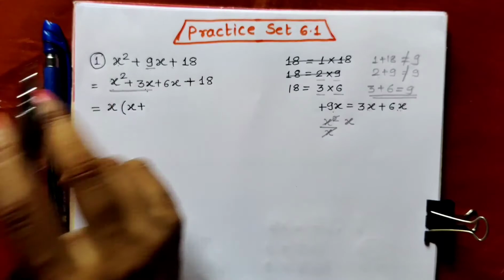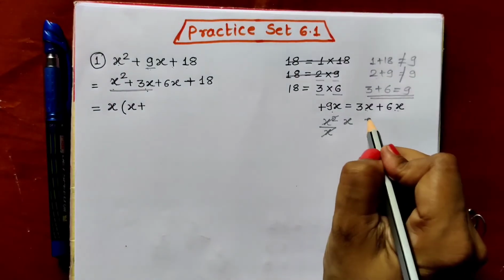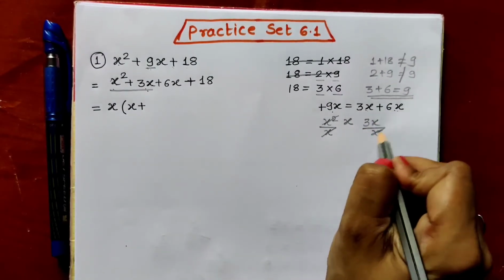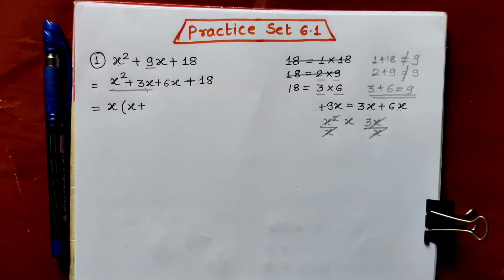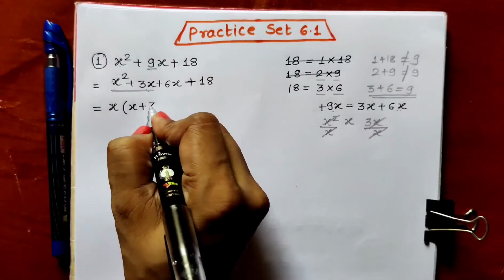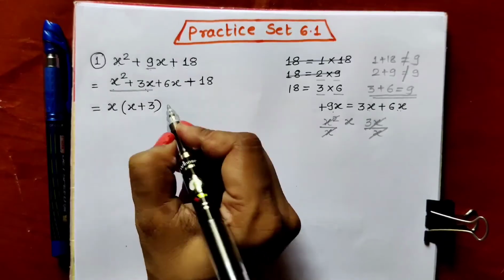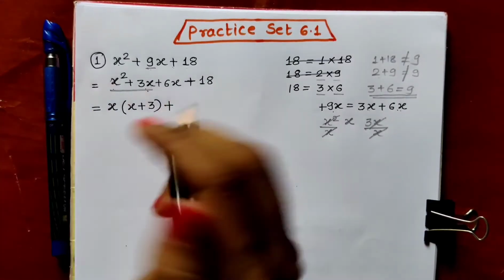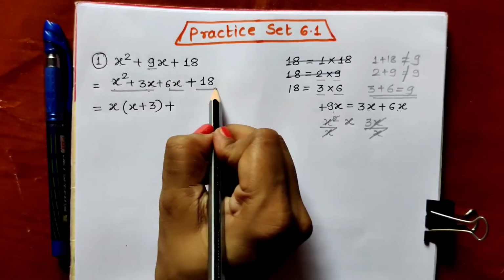From 3x also we have taken out x common. So 3x divided by x, x cancel, 3 remaining, 3 is the answer. That 3 should be written inside the bracket. Then plus sign is there. We have to take out common from third and fourth term.